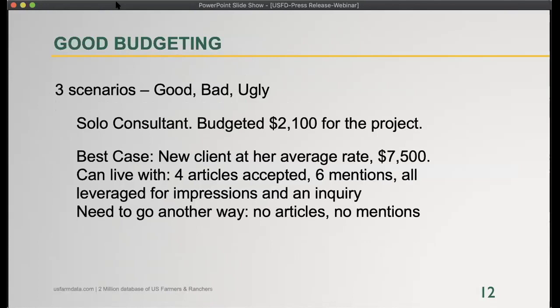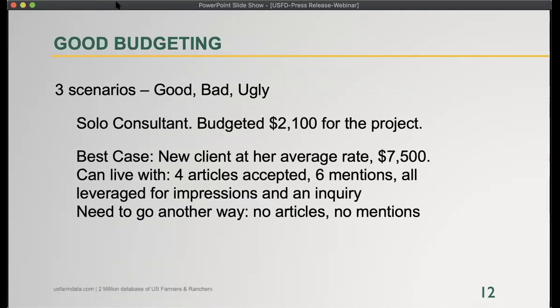And she came up with, at the very least, her new clients come in at an average rate of $7,500. A new client pays for everything, gives her a little extra margin. That's good. She could live with, even if a new client didn't come in, if there were some articles out there, if she was mentioned in articles, and then she could take all that and leverage it to her email address, to her email list, to the people that she knows. And then she'll know it was terrible, and it was an investment that does not need to be repeated if there was no articles, no mentions.